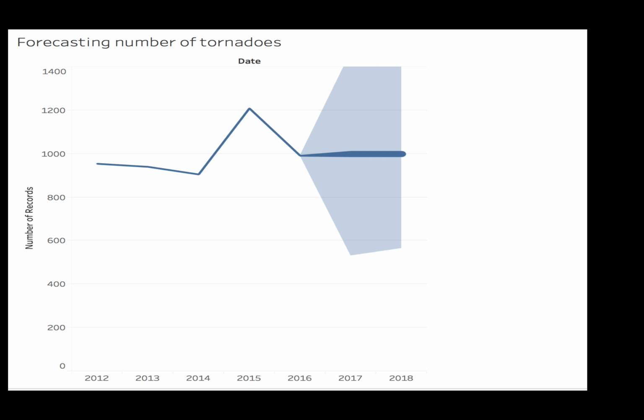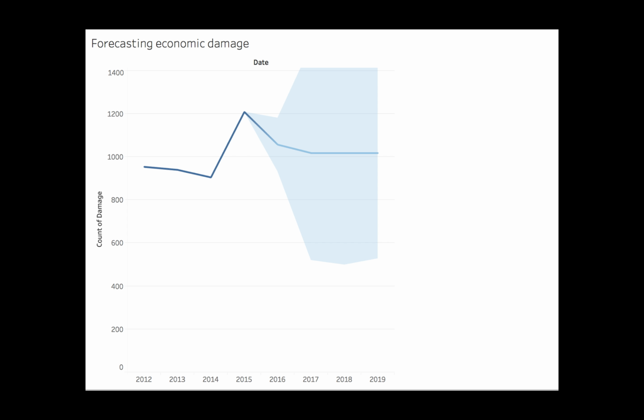Tableau's forecasting shows the number of tornadoes occurring from 2017 to 2018. Almost 1,000 tornadoes have been predicted via this forecast, although the more detailed and scientific models produced by NOAA are more accurate. This Tableau forecast shows the anticipated economic damage in millions for the years 2017 to 2019. It shows a little over $1 billion of damage in those years.